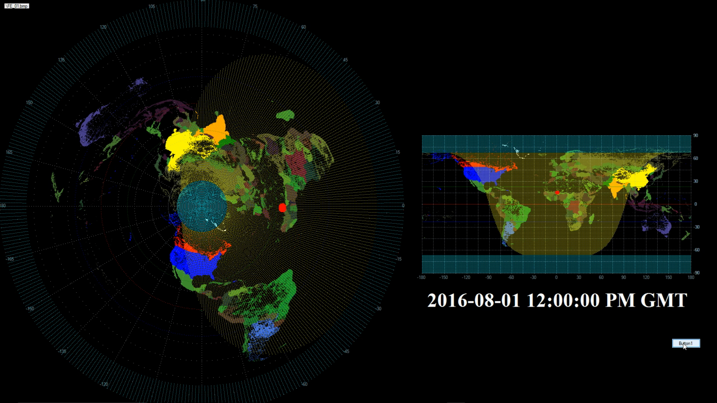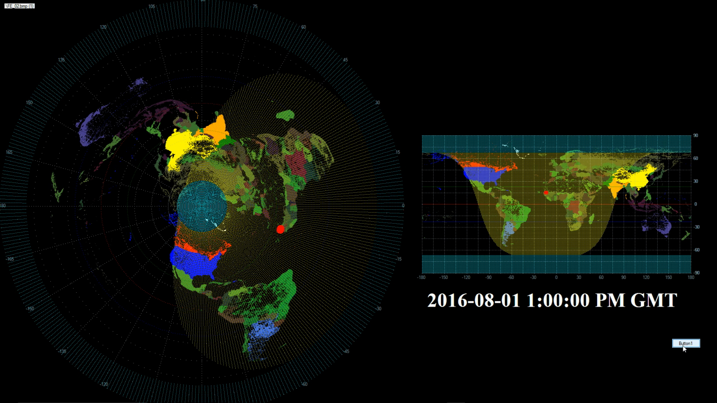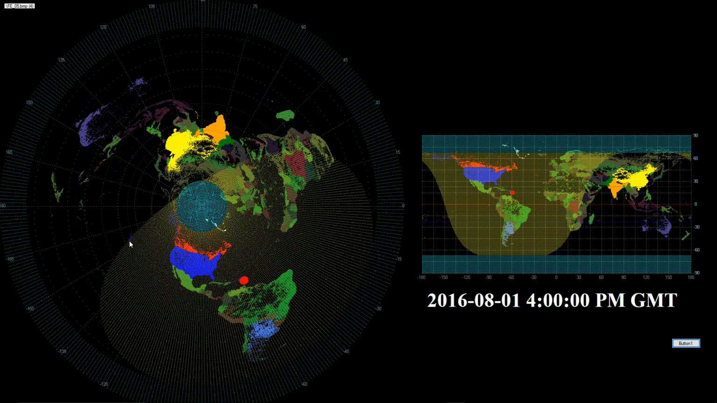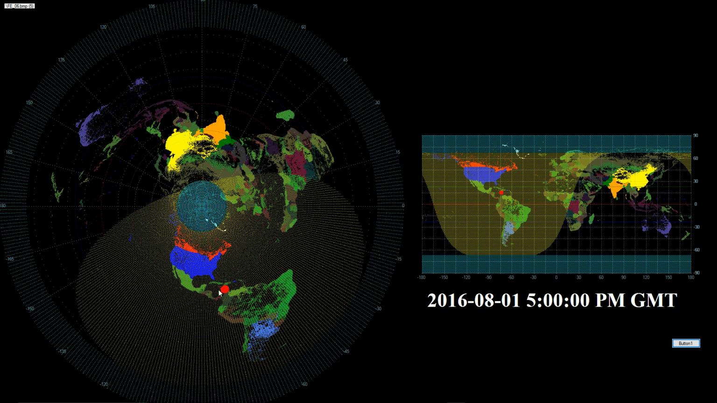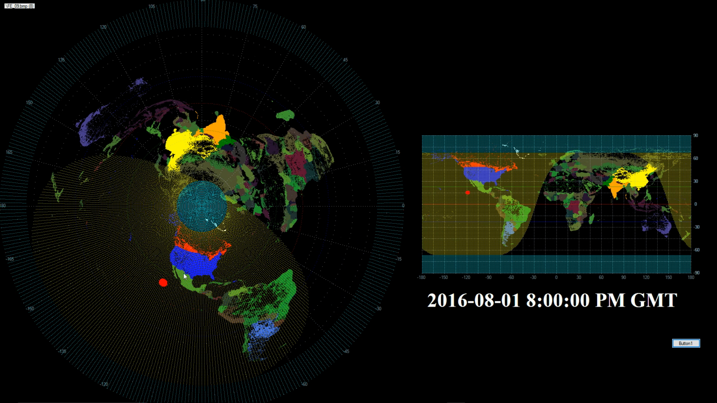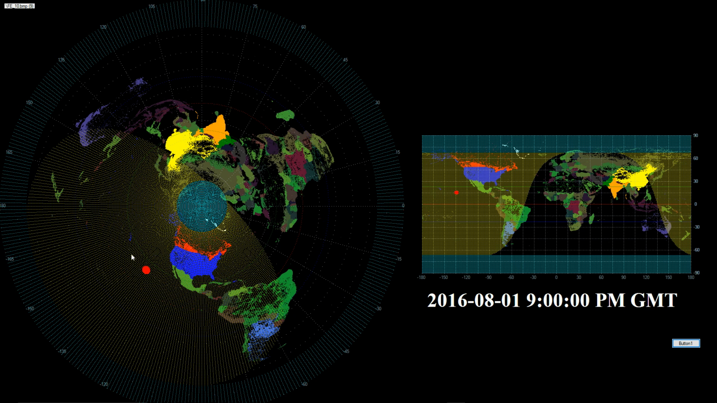Alright, so I'm just going to simulate one complete cycle for a 24-hour period, so I'll just run that now. Alright, so each time you're seeing a change, an hour is going by. So as the sun moves across the 15-degree latitude mark, it's taking the sunlight with it.